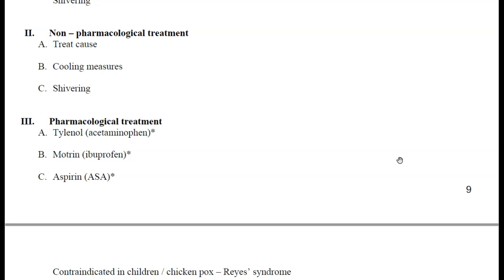Now, there are pharmacological treatments for that. So sometimes we can use Tylenol or acetaminophen, right, as an antipyretic. Sometimes we can also use Motrin or ibuprofen, which is also an NSAID. And also we can use aspirin, which is also an NSAID.